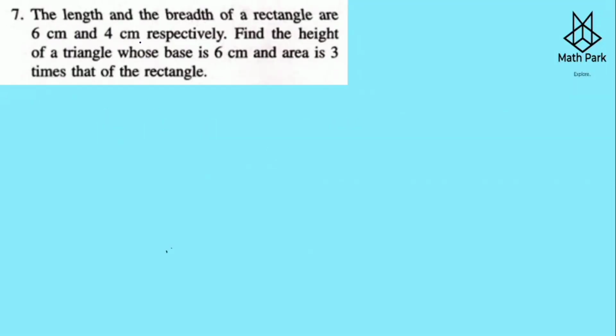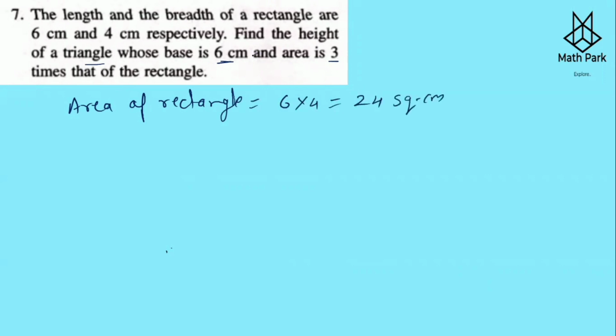The length and the breadth of the rectangle are 6 and 4 centimeter respectively. Find the height of the triangle whose base is 6 centimeter and the area is 3 times that of the rectangle. So area of rectangle, we know the dimensions of the rectangle, which is 6 times 4, that is 24 square centimeter. And then the area of a triangle, we are asked to find the height of a triangle whose base is 6. So base of triangle is equal to 6 centimeter.